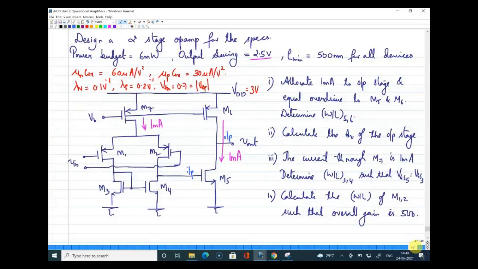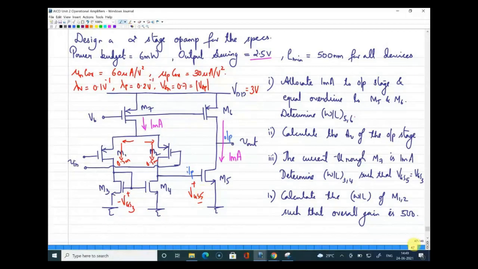The third part says that the current through M7 is 1 milliamp. M7 is the first stage, so the current is 1 milliamp. That means you can take equal current distribution to the input pair. This is 0.5 milli and this is also 0.5 milli. One more condition is you can find the size of transistors 3 and 4 such that VGS of 5 is equal to VGS of 3. So VGS of 3 should be equal to VGS of 5. That is the only condition.